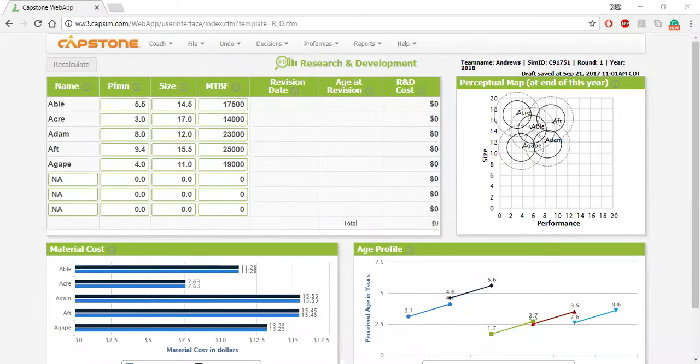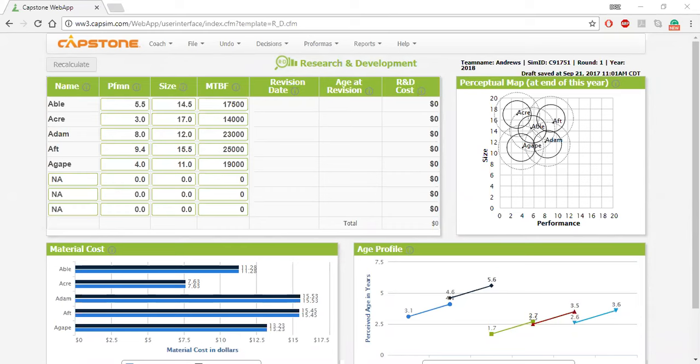Today, I want to discuss with you the three most important factors to success within the Capstone simulation. Those factors include, first, giving consumers what they want. Second, accurately forecasting and producing to that forecast. And third, planning for the future. So let's talk about these individually, beginning with giving consumers what they want.